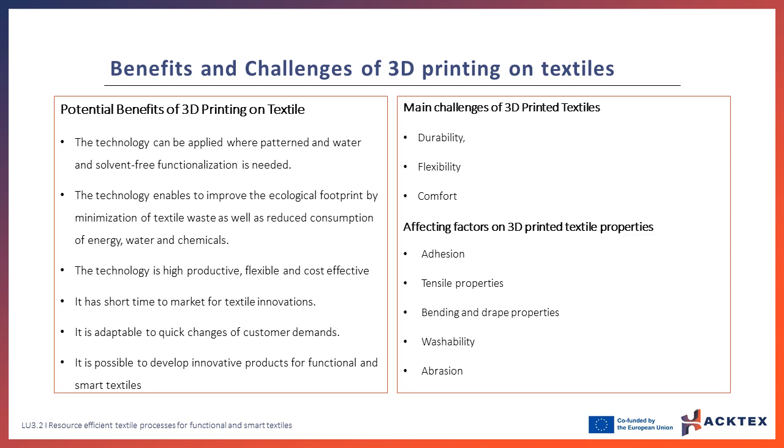3D printed textiles present several challenges that need to be addressed to ensure their successful implementation in various applications. Some of the main challenges include durability, flexibility, and comfort. Various factors affect the properties of 3D printed textiles, and they must be carefully addressed to ensure desired performance. Ongoing research and development efforts focus on improving adhesion, tensile properties, bending and drape properties, washability, and abrasion resistance to unlock the full potential of 3D printed textiles.